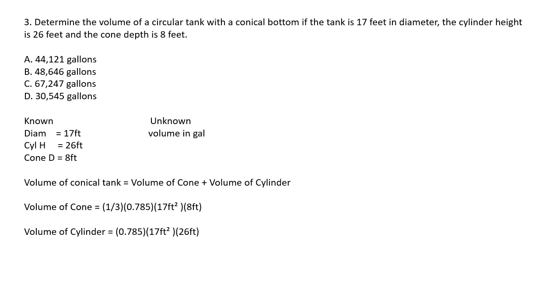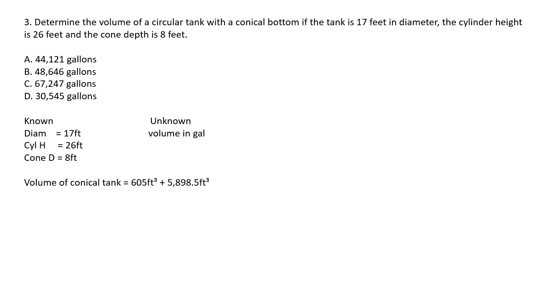So for the volume of the cone, you have 1/3 times 0.785 times the diameter squared, so 17 feet squared, times the depth of the cone, 8 feet. And for the volume of the cylinder, you have 0.785 times the diameter squared, 17 feet squared, times the height of the cylinder, 26 feet. After you do the multiplication, the volume of the cone is 605 cubic feet, and the volume of the cylinder is 5,898.5 cubic feet. If you got different answers here, go back and make sure that you didn't switch your cylinder height and your cone depth in your formulas.